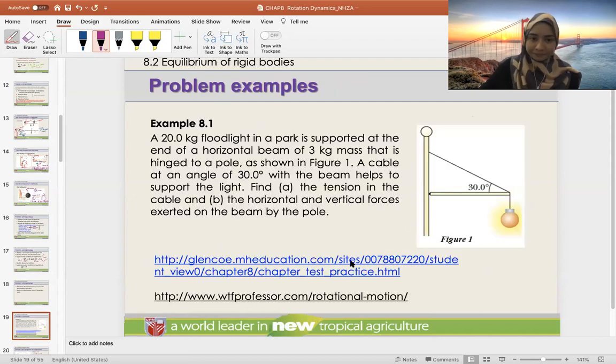Final answer. Okay. Let's talk about this problem. Okay, a 20 kilogram flat light in a park. Flat light dalam ni. This is the thing. So this is 20 kilogram in a park is supported at the end of a horizontal beam of 3 kilogram mass. So this beam has a 3 kilogram mass. That is the mg. This dude also has mg. I will label this as capital M and G. A cable at an angle of 30 degrees. So this is the label, the angle. And this is your tension.